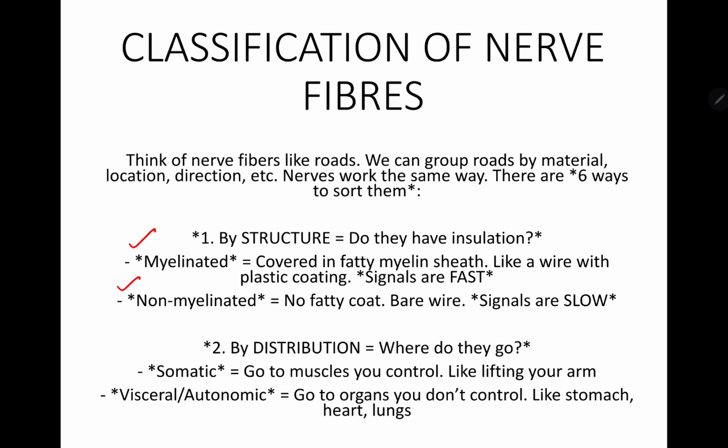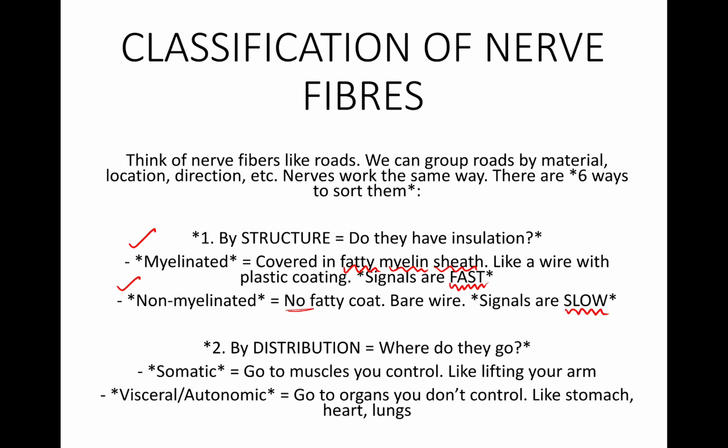So myelinated is covered in fatty myelin sheath, like a wire with plastic coating on it. So signals are fast here. Signals are very fast here. So non-myelinated, no fatty coat. So bare wire. As you know, non-myelinated nerve signals are slow here.